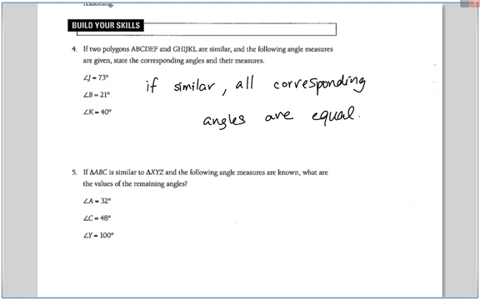So if J is 73, then the corresponding angle, I guess J would go with D. D is 73. It exactly matches. So if B is 21, I guess B would go with H. H is 21. So they have to be identical angles.